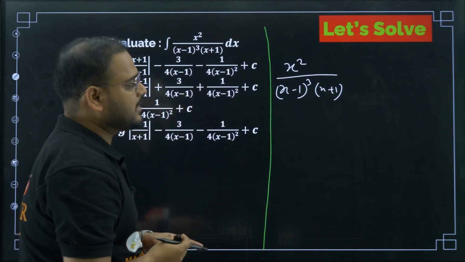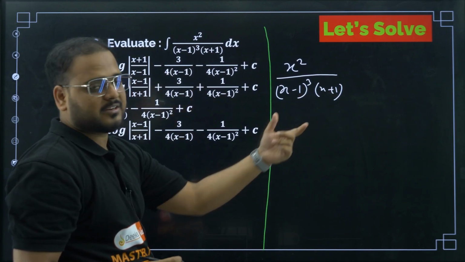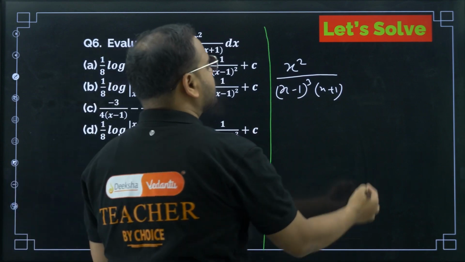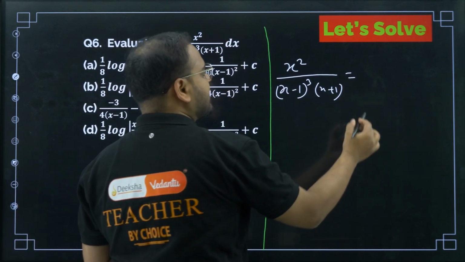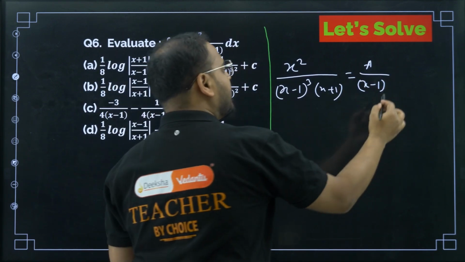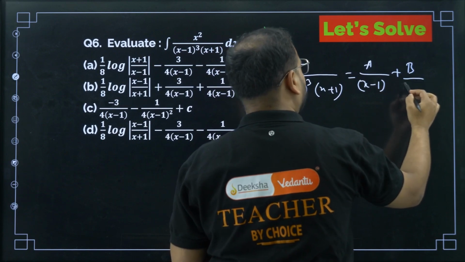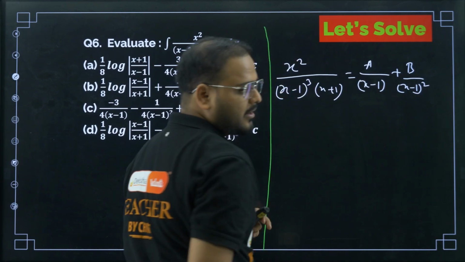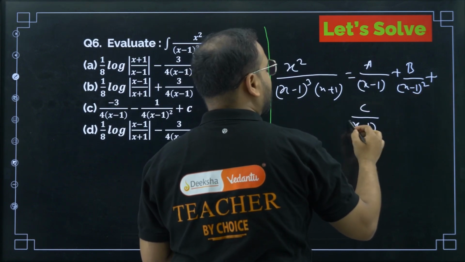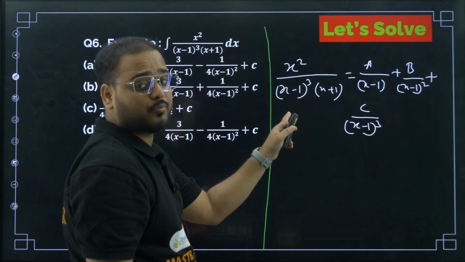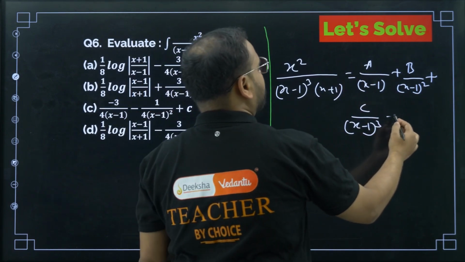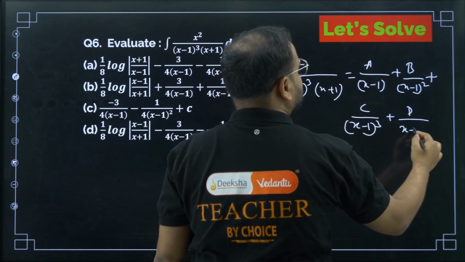Why I'm saying more variables? Please have a look. How many factors do I have? I have 4, sir. X minus 1 is coming 3 times, and then one time is x plus 1. So I can write this as, please have a look. First a upon x minus 1. Next what? Plus b upon x minus 1 the whole square plus c upon x minus 1 the whole cube. This is just for x minus 1 cube, right? I have to write for three values a, b, c like that. What about the last one? Plus d upon the last one, x plus 1.